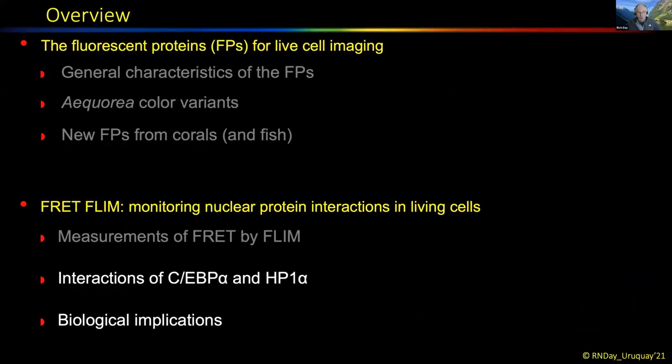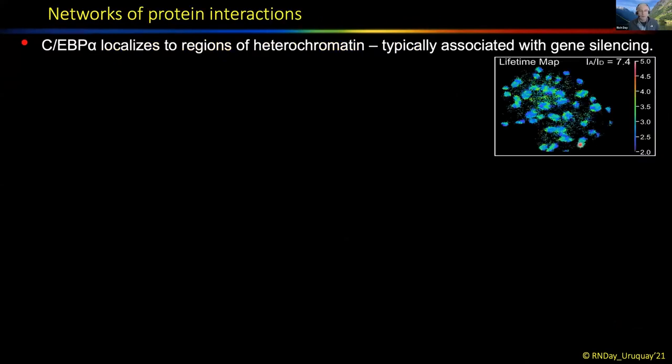So of course, we're interested in asking who CEBP alpha is interacting with in these regions of heterochromatin. And so as I mentioned, CEBP alpha, this transcription factor important for development, localizes to heterochromatin, which is an unusual behavior for a transcription factor.